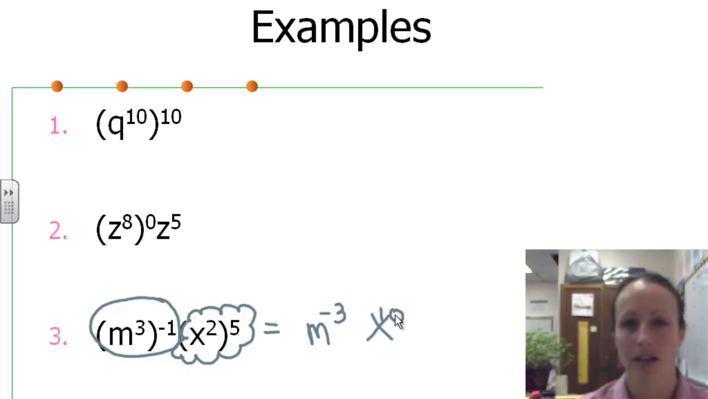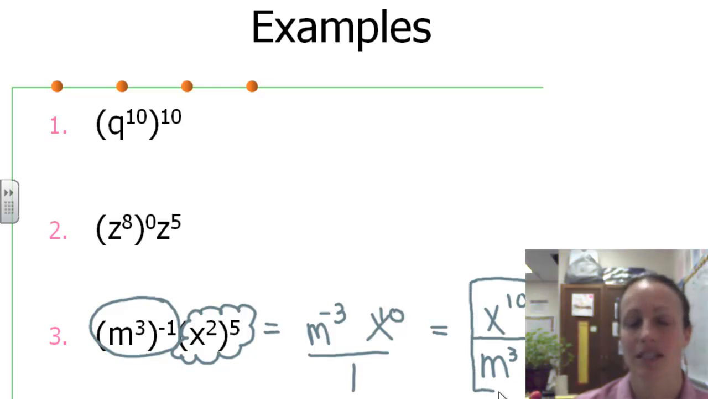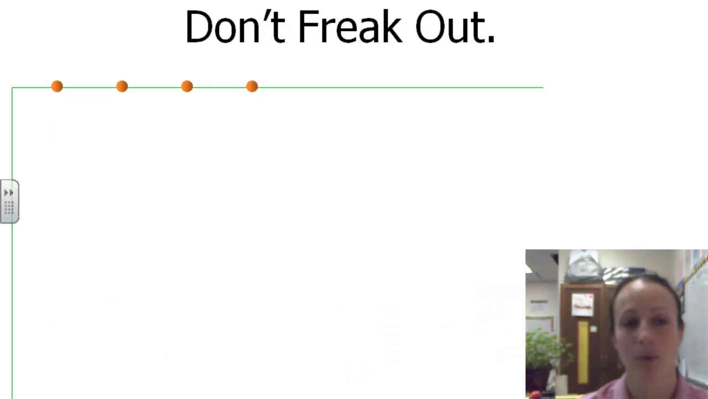So now we've got this negative exponent business, and if you remember from previous lessons, raising anything to a negative exponent really means that it changes places in the fraction. So this would be considered on the numerator of a fraction over 1, and because this is a negative exponent, it's going to go into the bottom of a fraction, and the exponent is going to become positive. So our final answer is the expression x to the 10th power over m to the 3rd power. Good job.